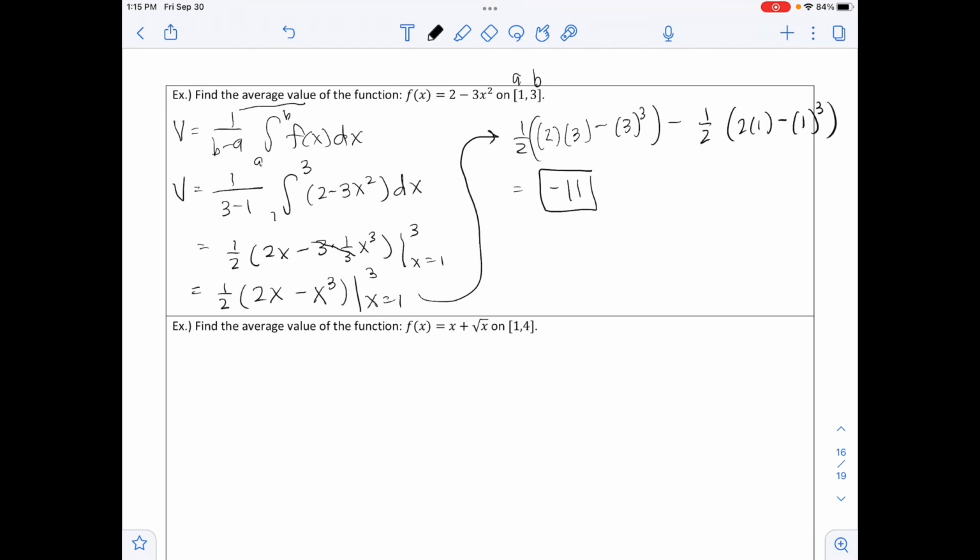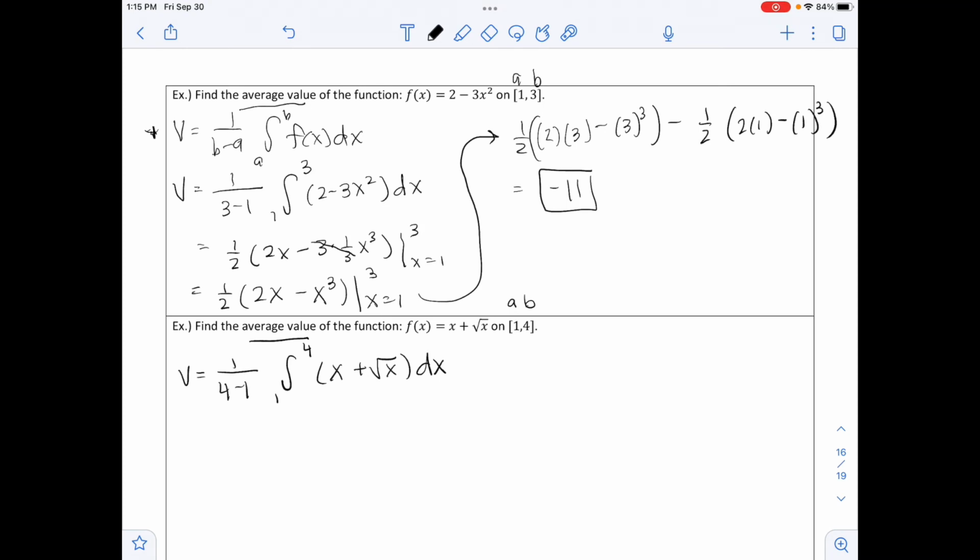So the example below this one says find the average value. This time our function is f of x equals x plus the square root of x on the interval from 1 to 4. So a is 1, b is 4. And so the average value formula is listed up above. I'll give that a star. So for this problem, we're going to have v equals 1 over 4 minus 1 times the integral from 1 to 4 of f of x, which is going to be x plus the square root of x dx.